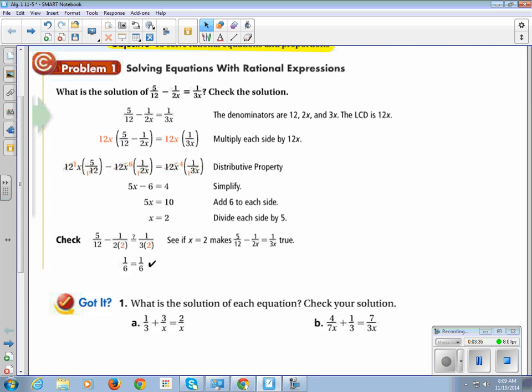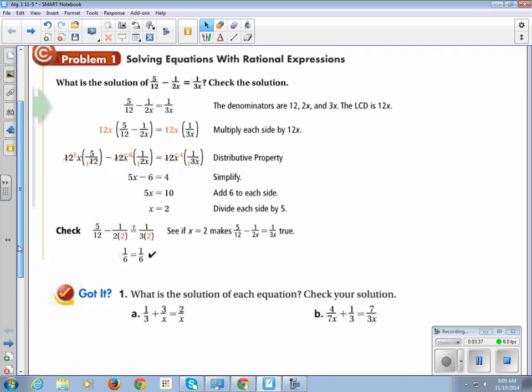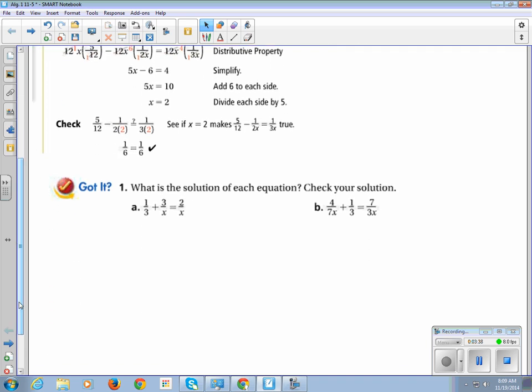All right, let's see if we can apply that to these problems here. It says, what is the solution of each equation? Check your solution. When you turn in your assignments and it says check your solution, I expect there to be a check as a part of the answer. So please read the instructions carefully. I want you guys to get full credit for each item that you do.